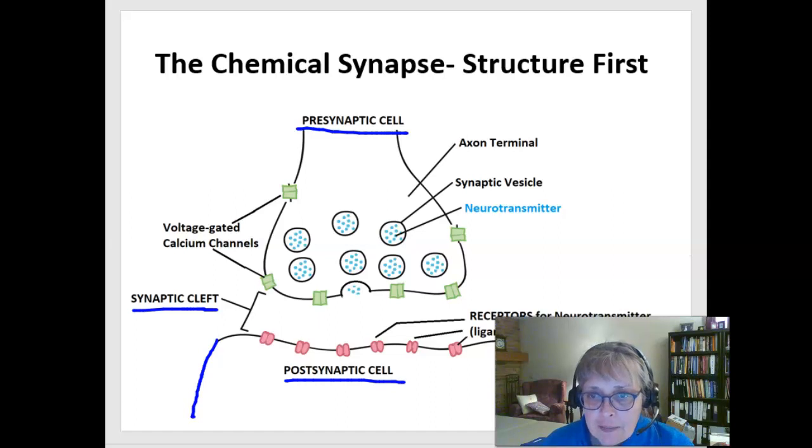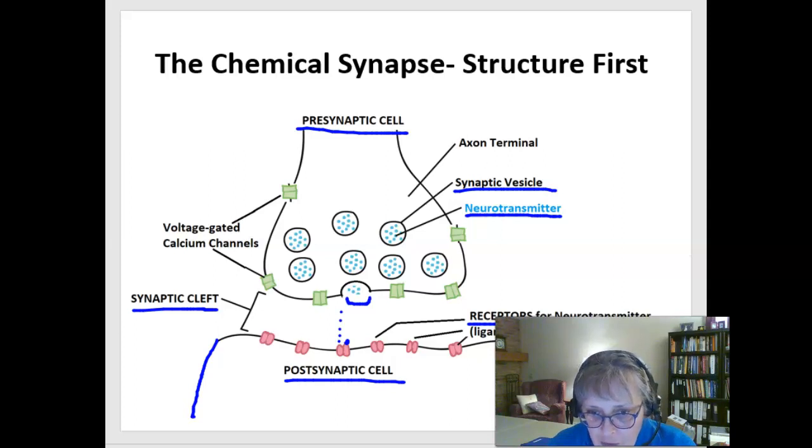And the presynaptic cell is going to release neurotransmitter from secretory vesicles. We call them synaptic vesicles in a neuron, but it's still just a secretory vesicle. And the neurotransmitter goes into the cleft. The cleft, as I mentioned, is the space where the neurotransmitter has to diffuse across, and then the neurotransmitter binds directly onto a receptor that is specific for that neurotransmitter in the postsynaptic cell.